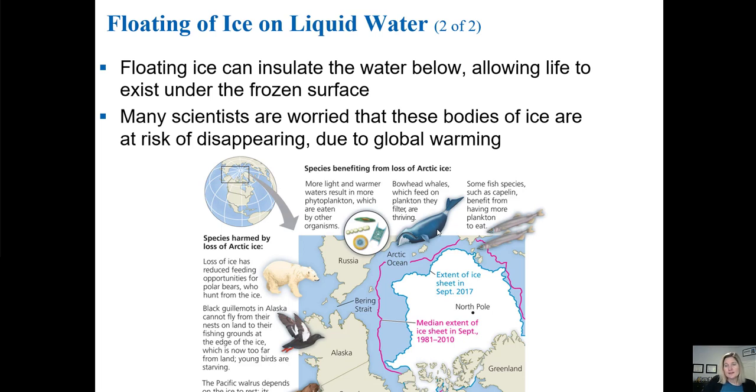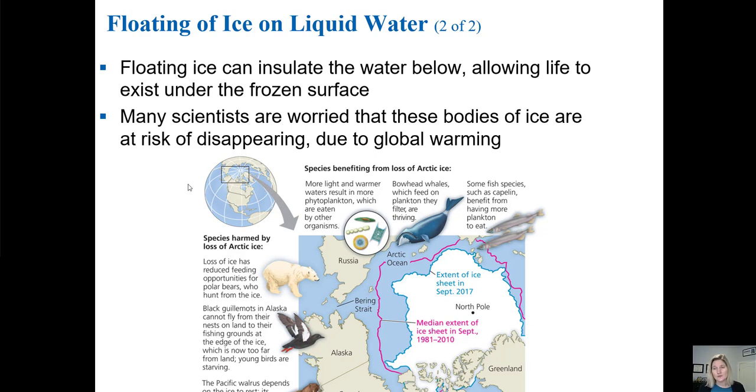So floating ice is very important for a lot of organisms because it insulates the water below. So it allows living things to exist, even if the surface is frozen. And so when we think of global warming, it's going to impact areas that are usually frozen for longer periods of time. It's going to impact them a lot differently.